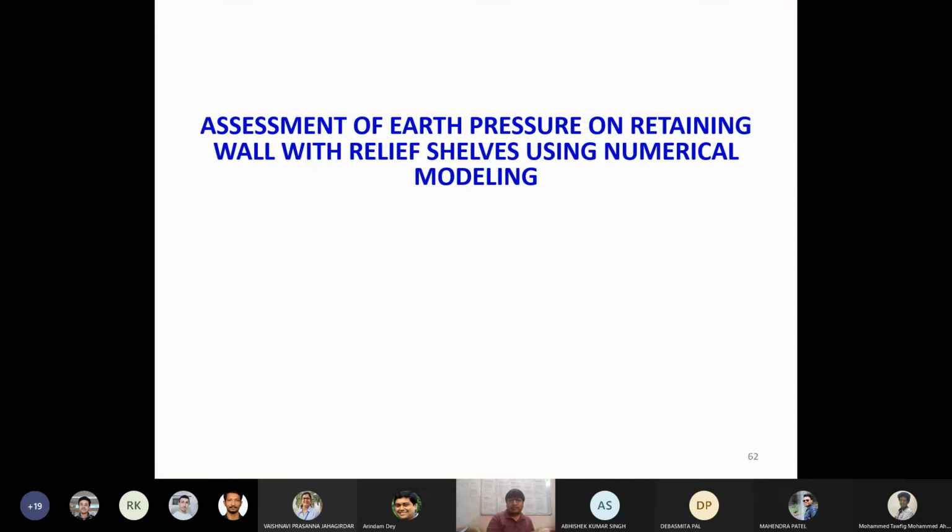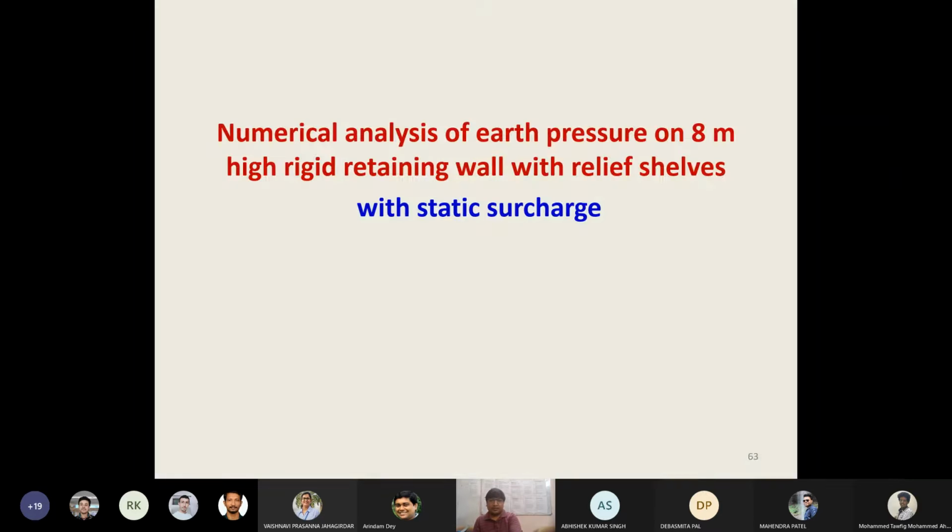Okay. Now, moving to the assessment using the numerical modeling part, what we have done has two parts: with surcharge and without surcharge. I'm showing you only the case with surcharge. Without surcharge was not something very beneficial, so that's why I am not introducing it. However, you can always refer to it.